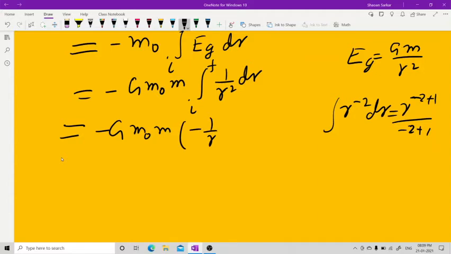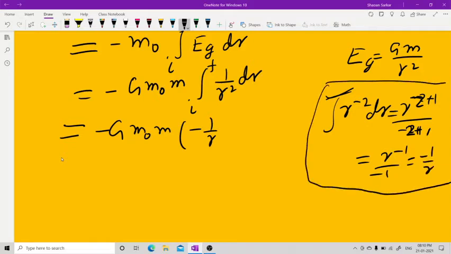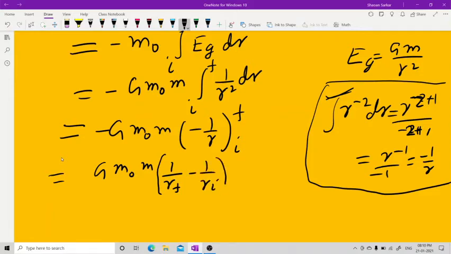Because of this result here, r to the power minus 2 plus 1 and minus 2 plus 1 will give me r to the power minus 1 over minus 1, and this will give me minus 1 upon r. This is the reason, initial to final. Now minus into minus is plus, g m naught m, then you put 1 upon r final minus 1 upon r initial. This is what your work by the conservative force came out to be from initial to final.